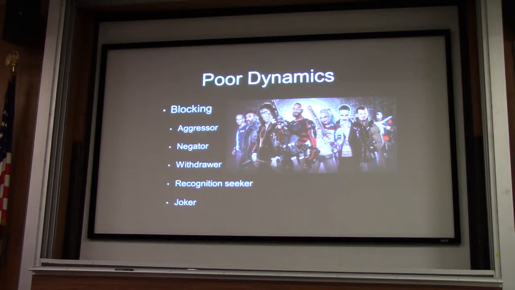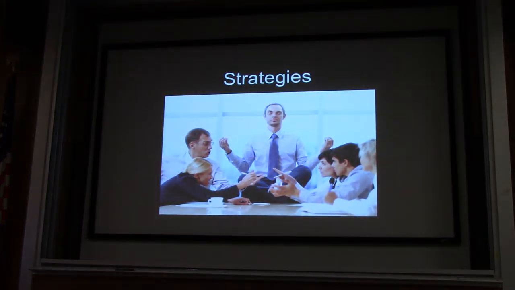And then you can always have the blockers, the specific people on the team who are going to cause problems. And we brought this up as well. So you can have an aggressor, someone who wants what they want more than anything and doesn't care about the final goals. A negator, withdrawer, someone who's looking for recognition. And then the classic class clown or joker in the group as well.